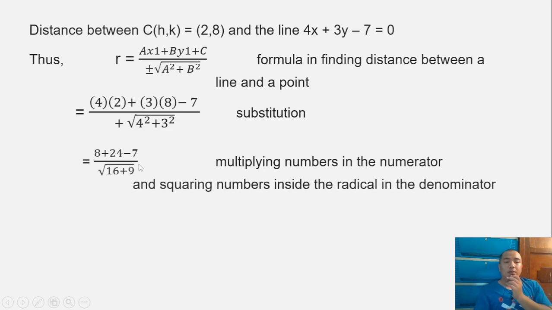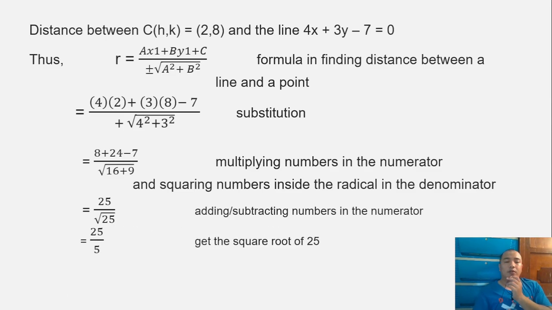8 plus 24 minus 7 all over square root of 16 plus 9. 25 over square root of 25, so 25 all over 5, kasi square root of 25 is 5. 25 divided by 5 is 5. So the radius of circle A is 5. Well, the radius of circle B is 3. And they have the same center, which is (2, 8).